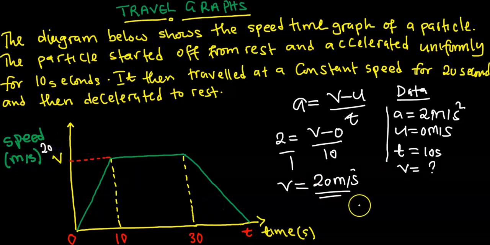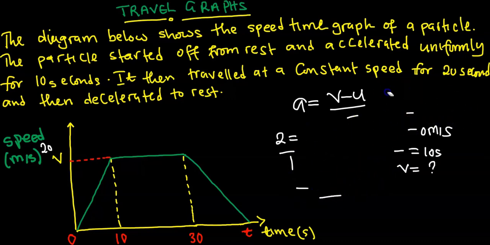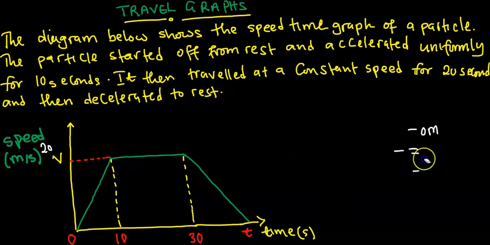What is the second question? The second question is: find the distance traveled in the first 10 seconds. There is something I need to bring out here: the speed time graph tells the story about the motion of the object, and the area of the shape formed under the speed time graph gives you the distance. So what I'm trying to say is that the area under the speed time graph is equal to the distance.